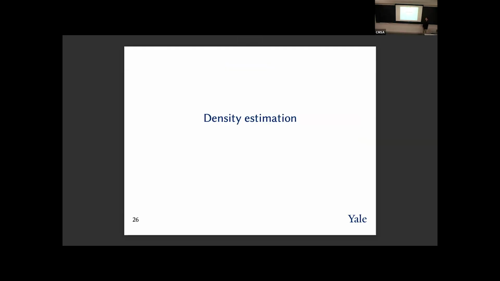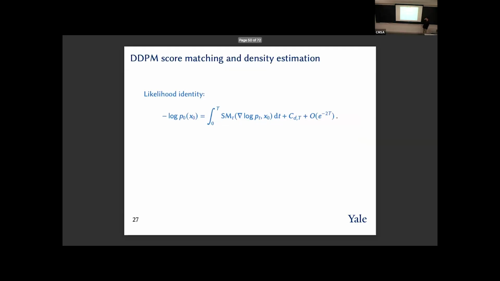Now let's talk about density estimation. Density estimation is kind of obvious from this identity. Here we have a formula for the density, and so a natural estimator would be, once we learn the score functions, to just plug them into the right-hand side here. So if we have a bunch of estimated score functions, our estimate for minus log density would just be the integral of the score matching loss plus this known constant. We drop the negligible term.